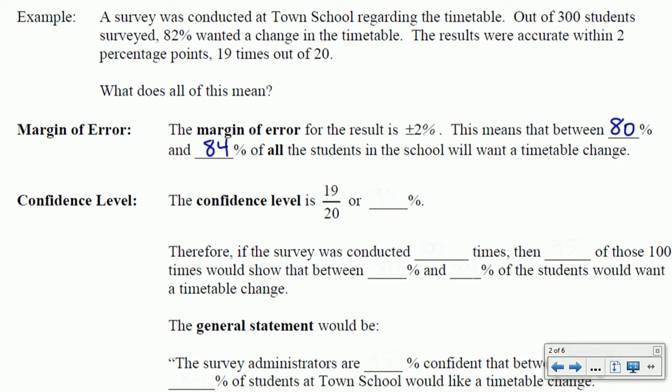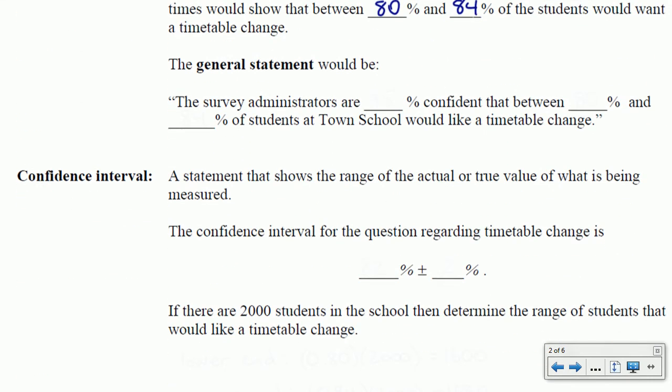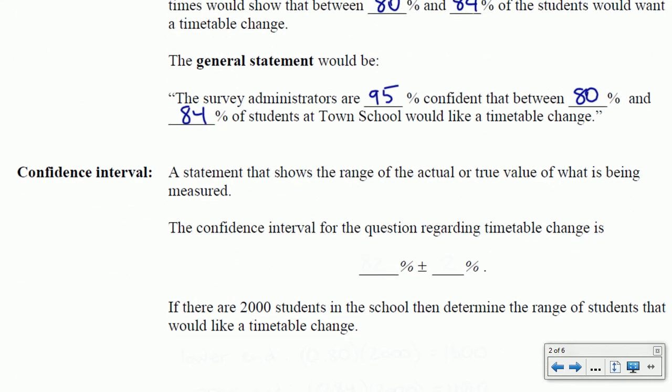The margin of error for the result is plus or minus 2%. This means that between 80% and 84% of all students in the school will want a timetable change. The confidence level is 19 out of 20, or 95%. Therefore, if the survey was conducted 100 times, then 95 of those 100 would show that between 80 and 84% of the students would want a timetable change. The general statement would be the survey administrators are 95% confident that between 80 and 84% of students at Town School would like a timetable change.